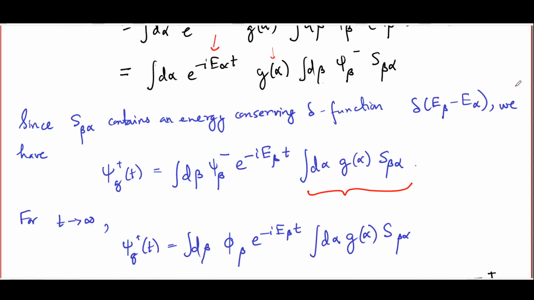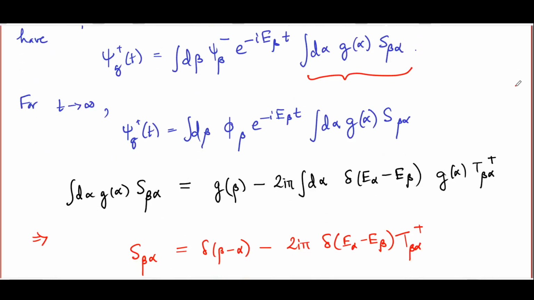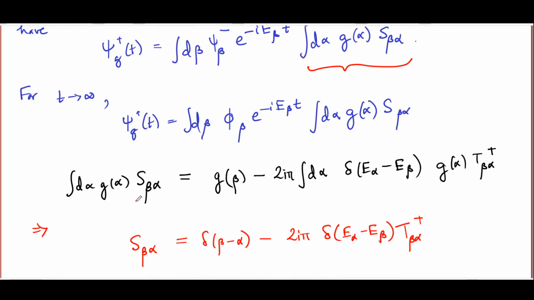So finally, putting all of these together, you realize that S beta alpha must have a delta(beta minus alpha) piece, which will give you g beta when you integrate g alpha multiplied by that, and the rest will be minus twice i pi delta(E alpha minus E beta) T beta alpha plus. So what we have done is reduce the matrix element S beta alpha in terms of the Lippmann-Schwinger elements T beta alpha plus.